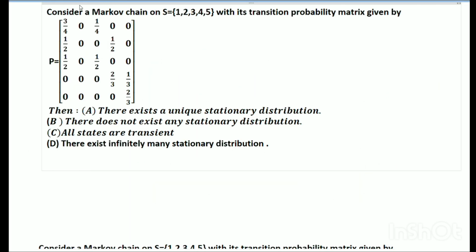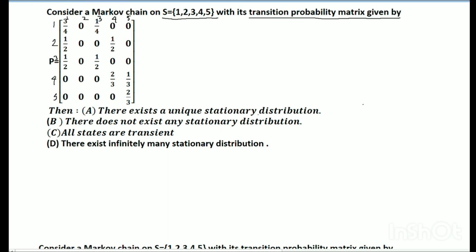Okay, now consider a Markov chain on S equal to 1, 2, 3, 4, 5, whose transition probability matrix is given by 1, 2, 3, 4, 5, 1, 2, 3, 4, 5. Option A: there exists a unique stationary distribution. Option B: there does not exist any stationary distribution. Option C: all states are transient, and there exists an infinite. Option D: there exist infinitely many stationary distributions.